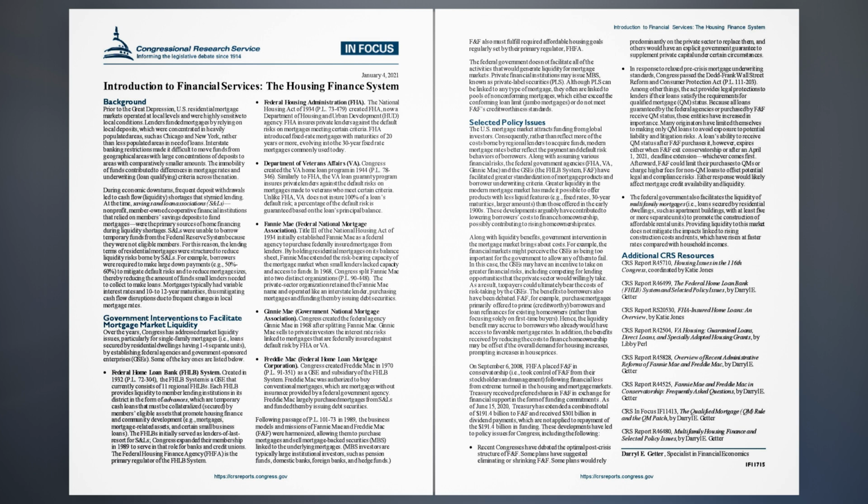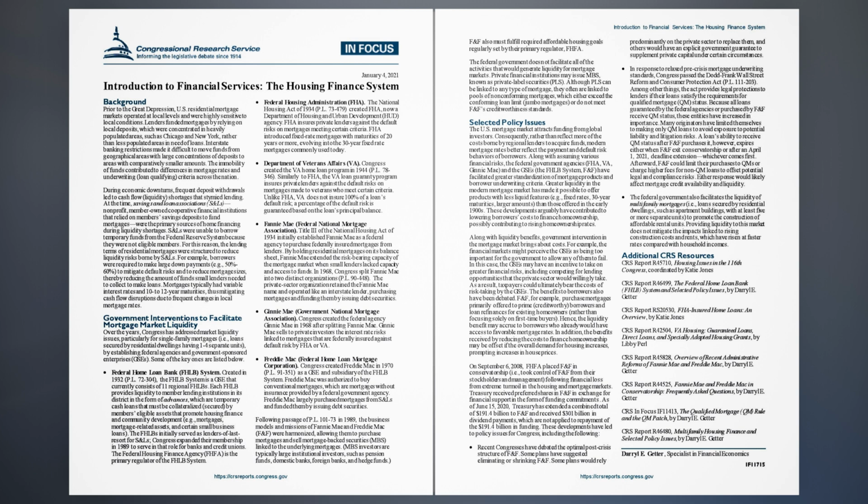Along with assuming various financial risks, the federal government agencies FHA, VA, Ginnie Mae, and the GSEs, the FHLB system, F&F, have facilitated greater standardization of mortgage products and borrower underwriting criteria. Greater liquidity in the modern mortgage market has made it possible to offer products with less liquid features, for example, fixed rates, 30-year maturities, larger amounts than those offered in the early 1900s. These developments arguably have contributed to lowering borrowers' costs to finance homeownership, possibly contributing to rising homeownership rates.